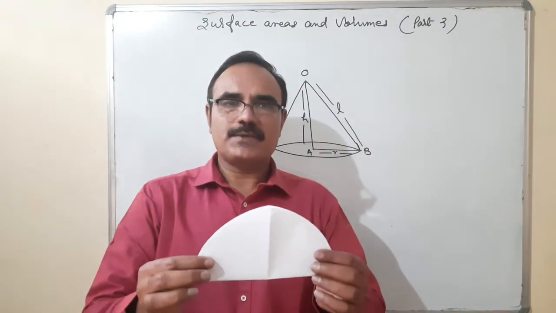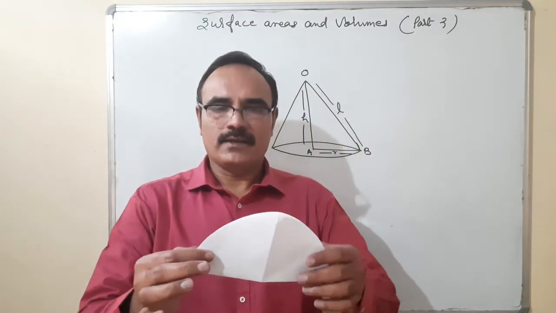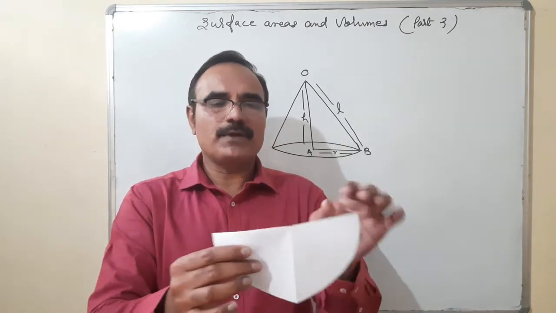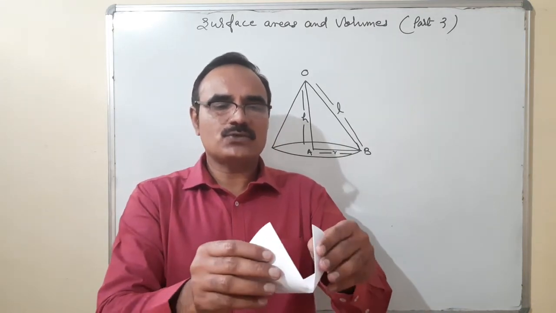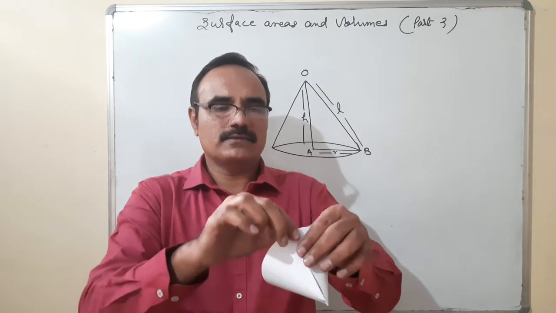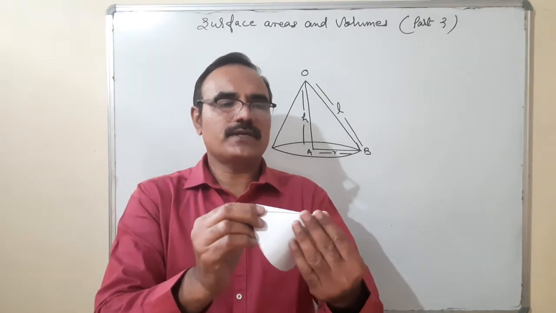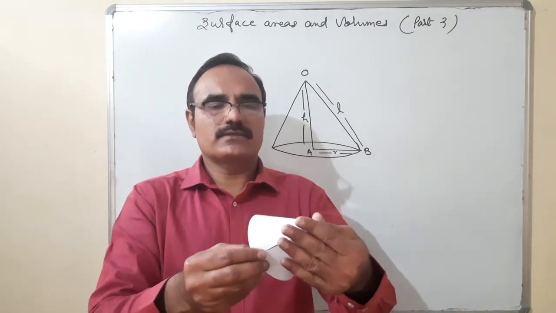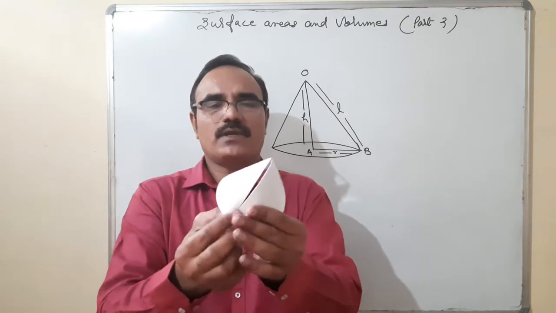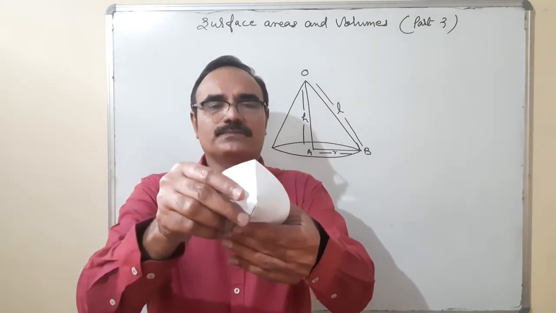Suppose this is a semicircle in my hand. If this is a semicircle, and from the midpoint I join these two radii like this, then this figure is known as a cone. What is it? This is a cone.